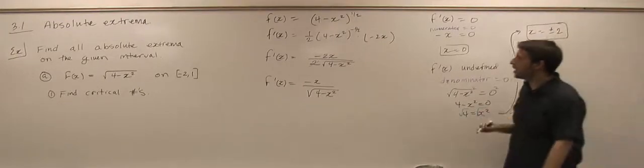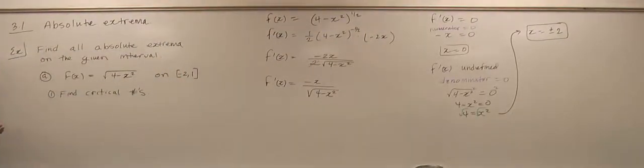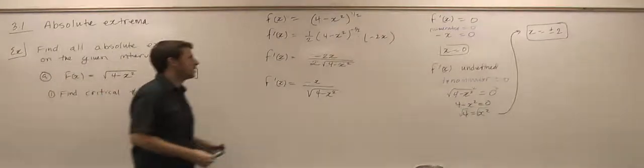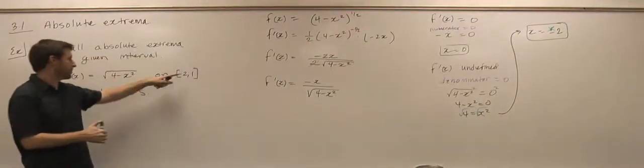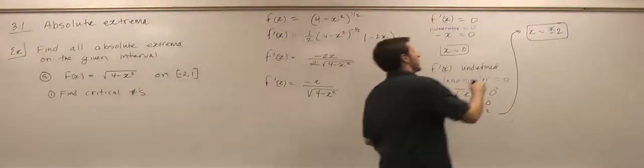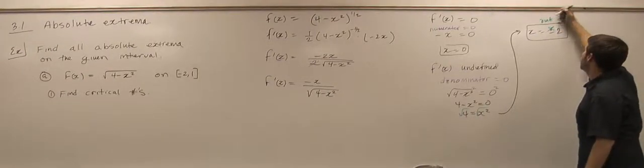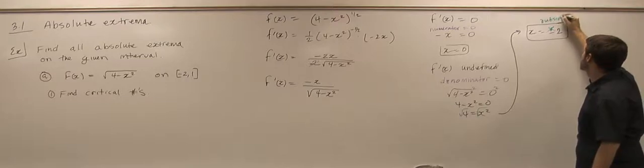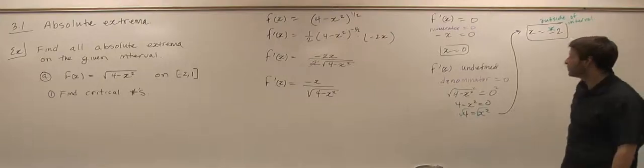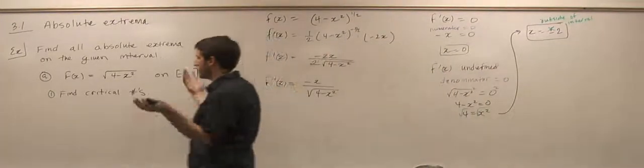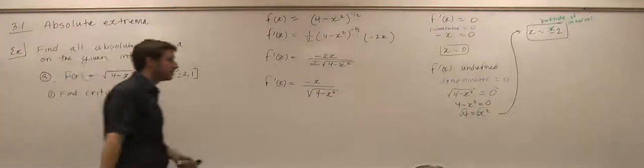So these are my critical numbers, but I'm only on the interval negative 2 to 1. So actually I don't care about the positive 2 solution because it's outside of my interval. And in fact, the -2 solution was my endpoint anyway, so I had that already. But it's okay. So I got my critical numbers. What do I do with them? Make a table, plug them in.